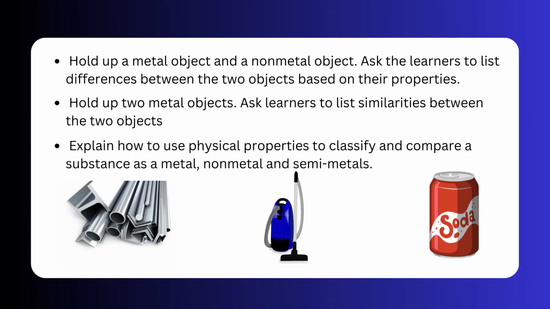Hold up a metal object and a non-metal object. Ask the learners to list differences between the two objects based on their properties. Hold up two metal objects. Ask learners to list similarities between the two objects. Explain how to use physical properties to classify and compare a substance as a metal, nonmetal, or semi-metal.